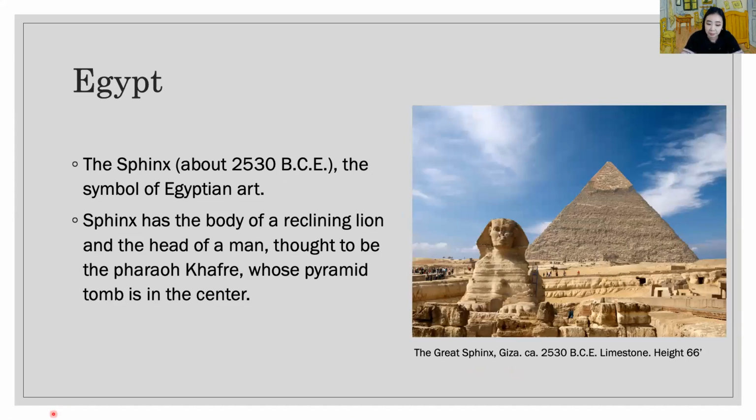The Sphinx. The Sphinx is the symbol of Egyptian art, and it is the essence of stability, order, and endurance. It faces the rising sun, seeming to cast its immovable gaze down the centuries for all eternity. The Sphinx has the body of a reclining lion and the head of a man, thought to be the pharaoh Khafre, whose pyramid tomb is in the center.